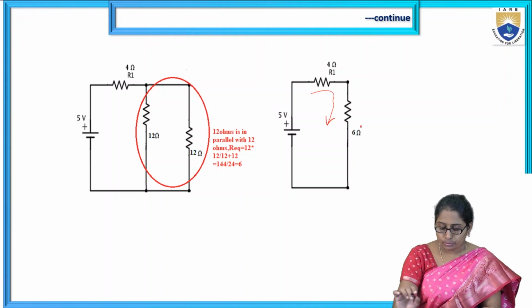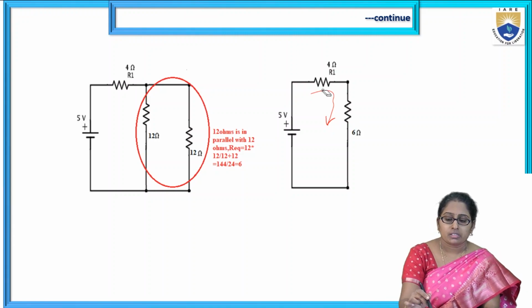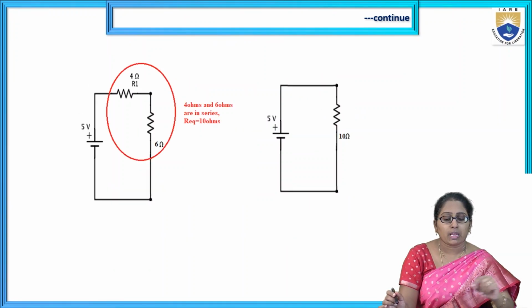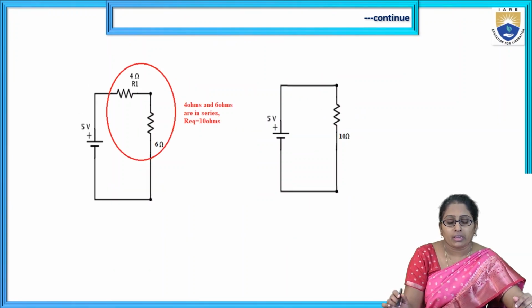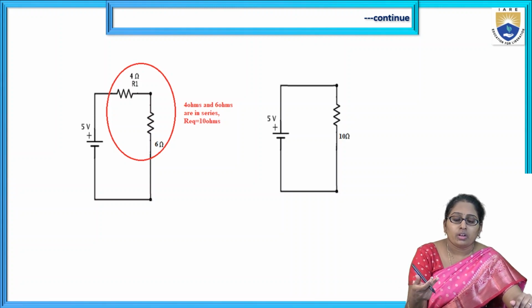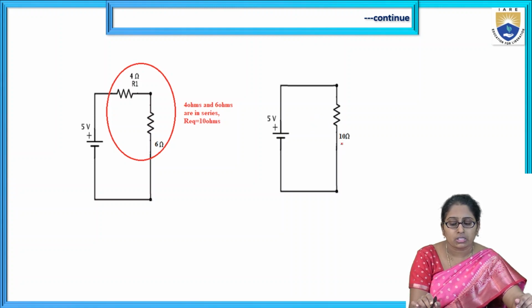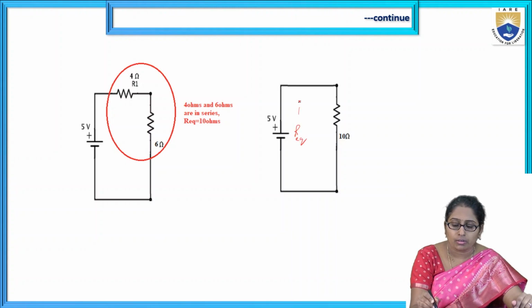So the equivalent of those two is given by the sum of 4 and 6, 4 plus 6, whose value is 10 ohm. So finally across the supply, we have a resistance whose value is 10 ohms. That is nothing but R equivalent of this given circuit.